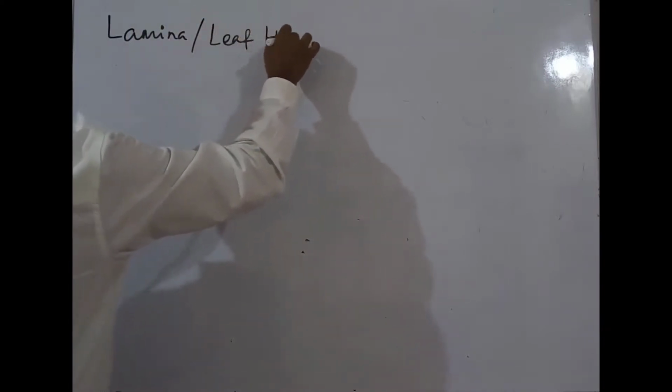Now we go to leaf lamina. Lamina or the leaf blade. Okay, so you can follow the NCERT page number 70. In the first paragraph, lamina, or it is known as leaf blade.